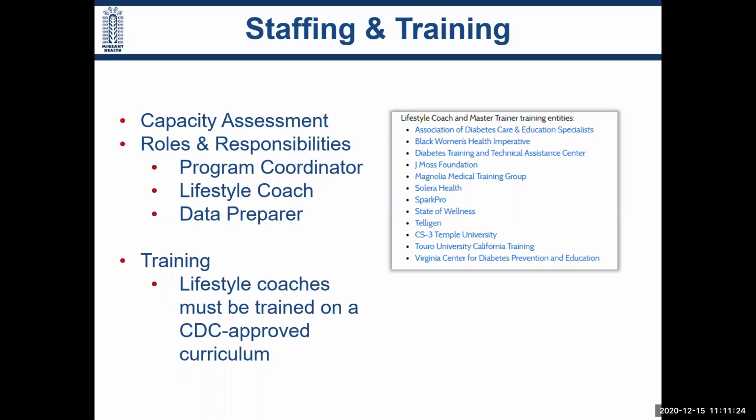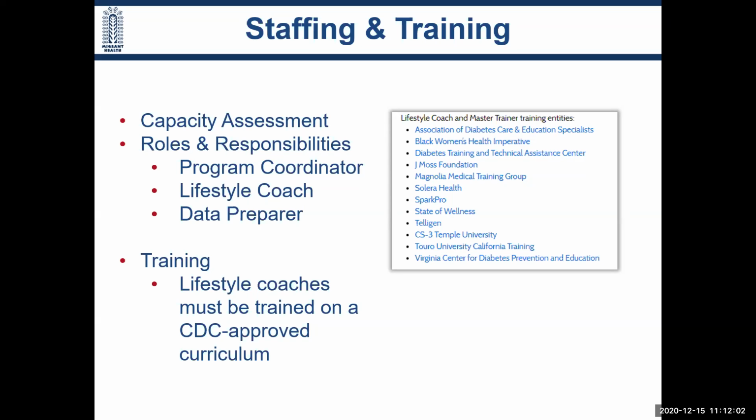So for staffing and training, the very first thing a program will do when considering a diabetes prevention program is a capacity assessment. So that's part of the Diabetes Prevention and Recognition Program resources. The capacity assessment tells a program how many staff they should expect to need, or how many participants they can expect to be able to handle based on the staffing that they have. The staff roles and responsibilities are also defined.